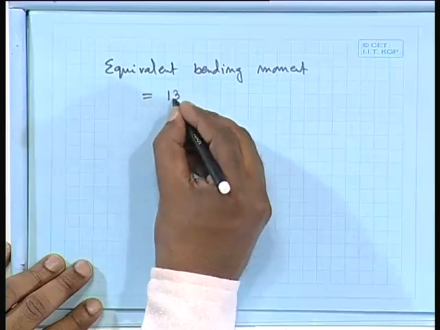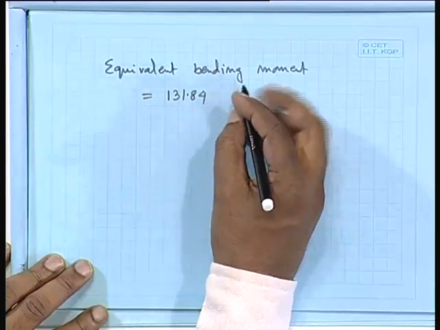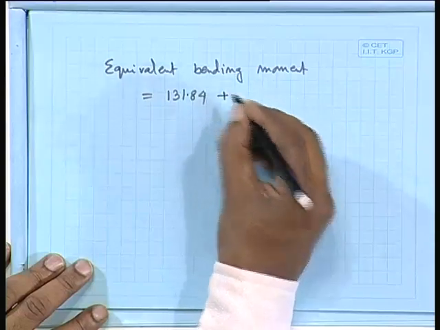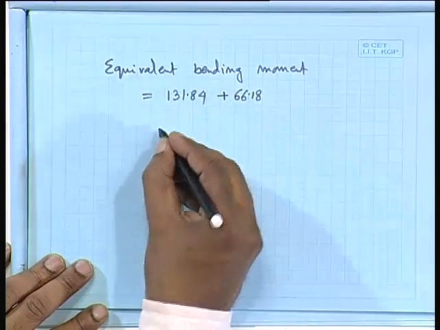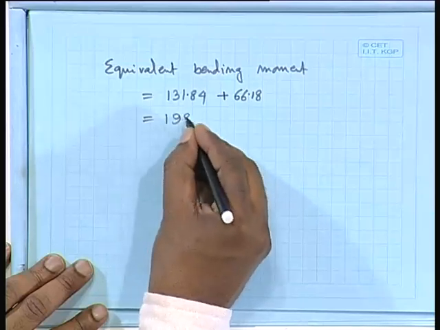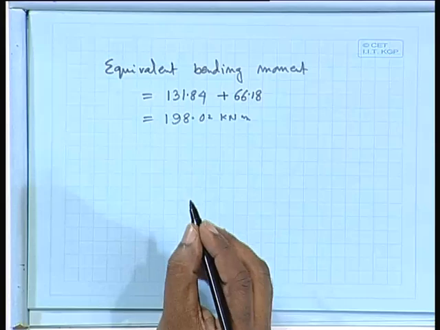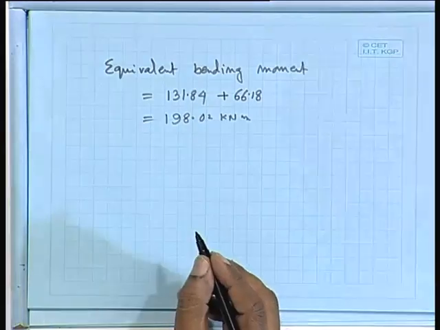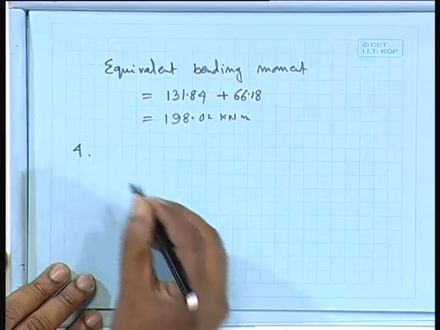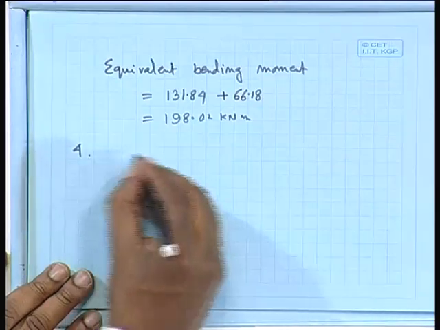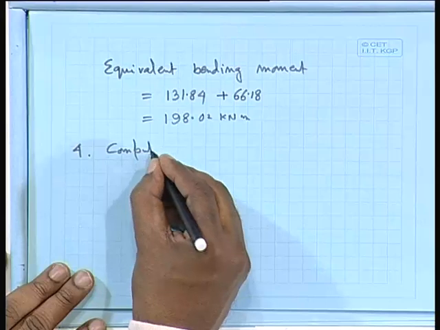Equal to 131.84, that is the Mu we have got due to the applied load, plus the equivalent moment which is coming as 66.18, which is coming as 198.02 kilonewton meter. Okay. So what about the effective depth? We can check the effective depth. Let us compute effective depth.